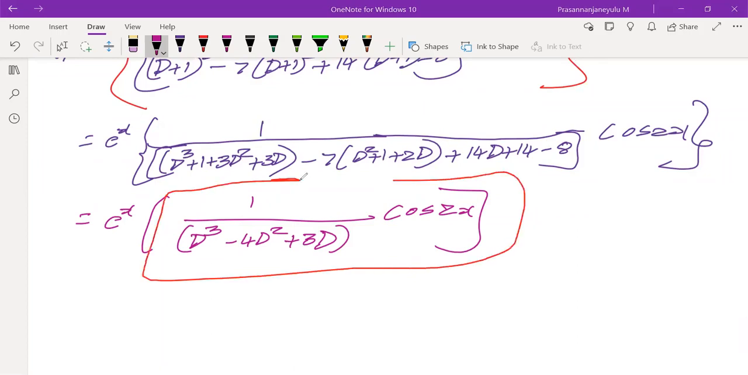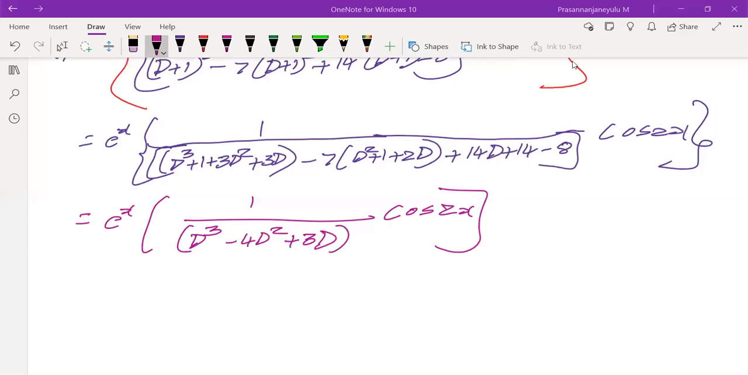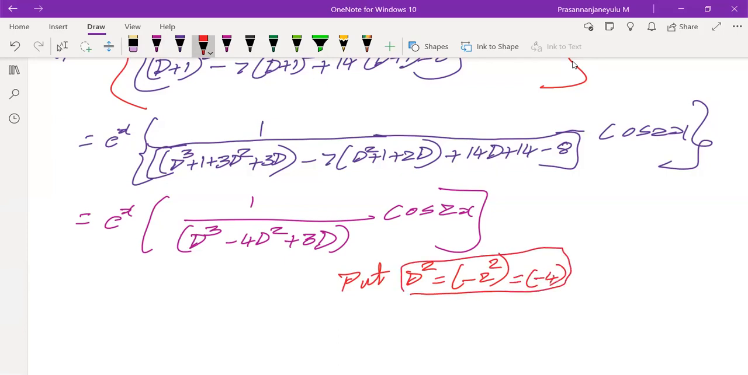1 by f of d of cos ax. It is in the form of type 2, not type 3. The previous problem was type 3, but now it is type 2. Using type 2, what do we have to substitute? Put d square equals minus a square. What is the value of a? 2. In this step a is 2, in the previous step a was 1. So be careful. D square equals minus 4, but we have d cube also. So on both sides multiply with d, we get d cube equals minus 4d.